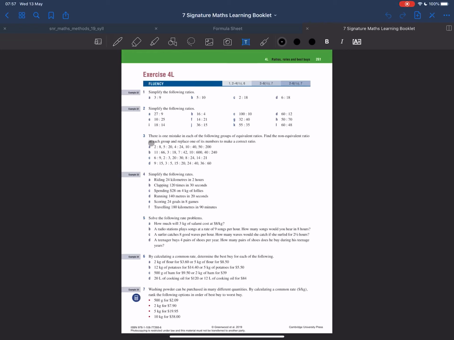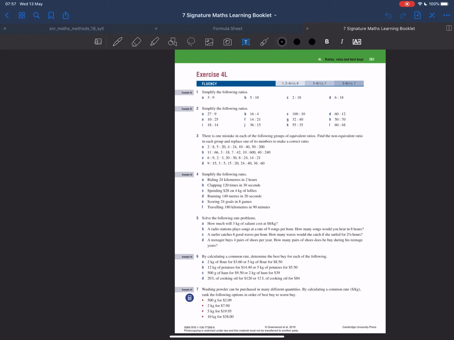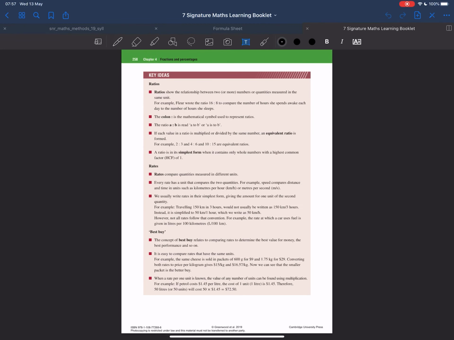Let's take a look at our week 4 exercises, which is exercise 4L. So this is about ratios. Let me take you back to the very first page. We have some definitions on page 258 in this area called key ideas. And key ideas usually have definitions and formulas and things along those lines.